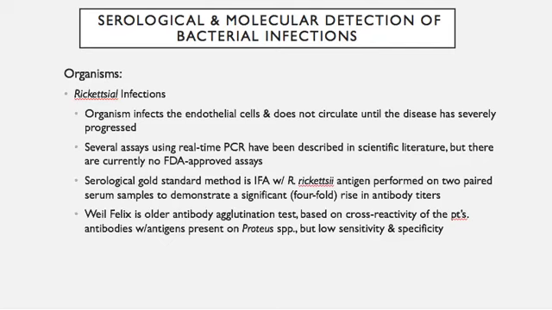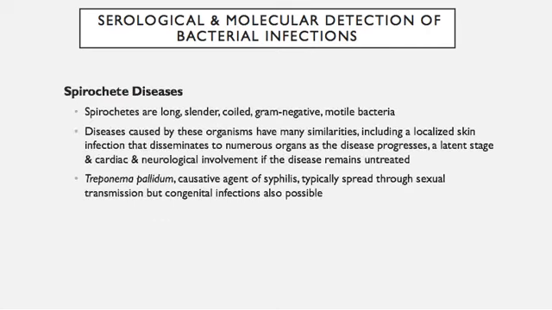And then the Weil-Felix, which we talked about in micro, is also an older antibody agglutination test based on cross-reactivity of the patient's antibodies with antigens present on Proteus species, but this one again has low sensitivity and low specificity.